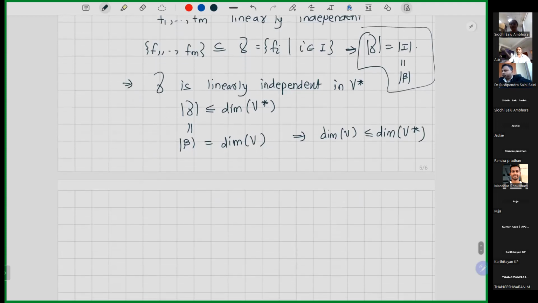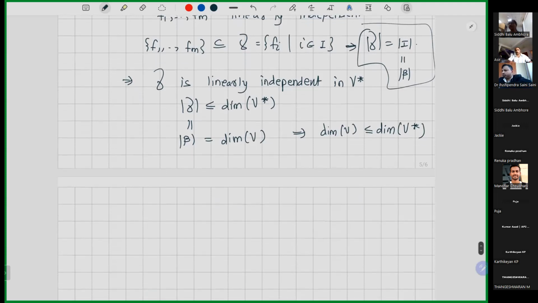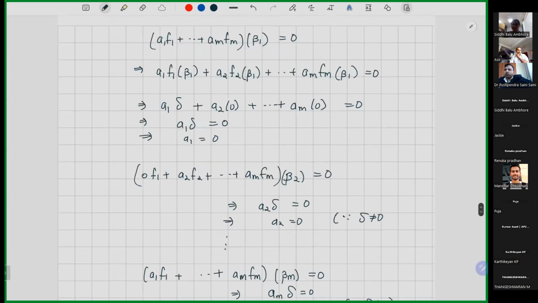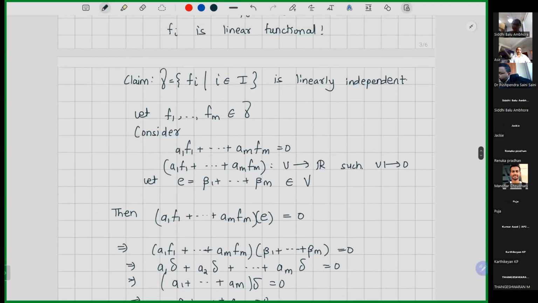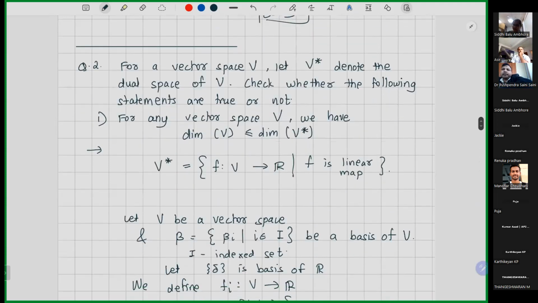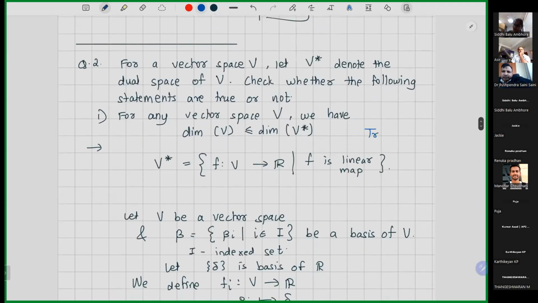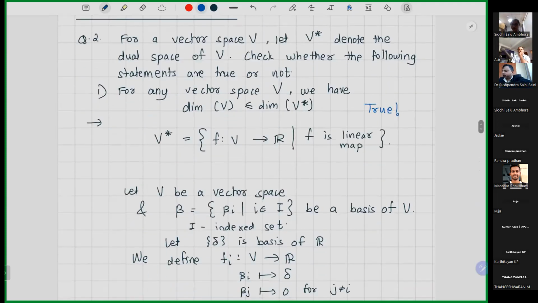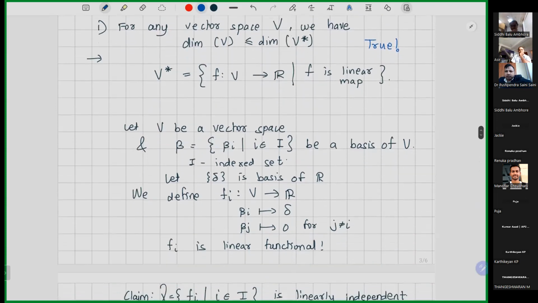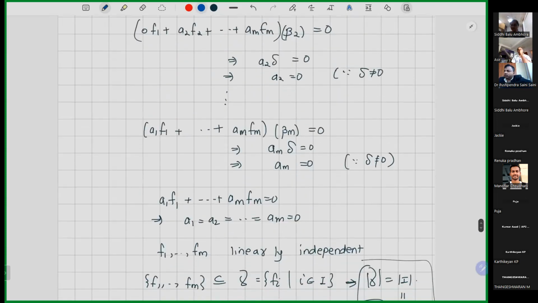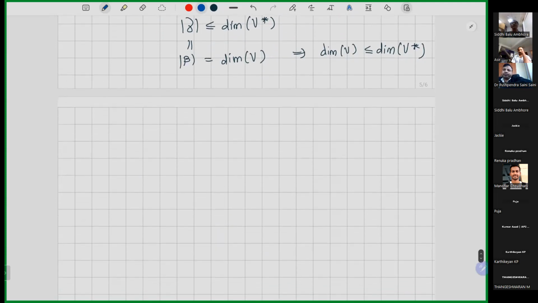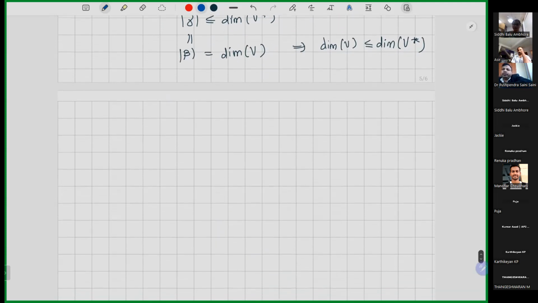If you still have any doubts, please let me know. Otherwise I will move on. So this statement is true actually. This was true for any given vector space. Any doubts now? If not, then I will move to the next question. Even if you feel this is not yet clear, please let me know.